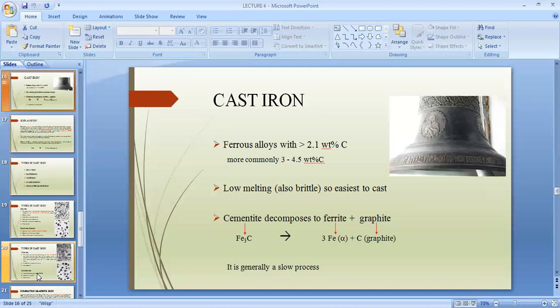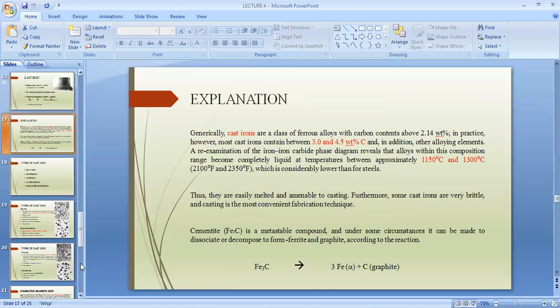This is the first solid form we could find with the iron, because if you see in the iron carbide diagram, it starts with the ferrite, which is alpha iron, the first form of iron. Now, you can have this explanation of cast iron.